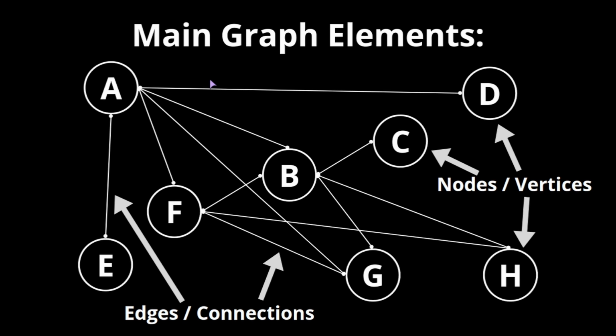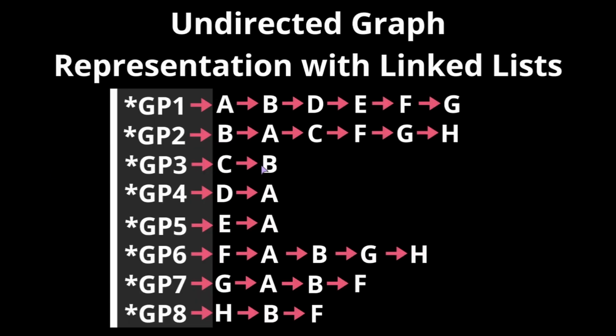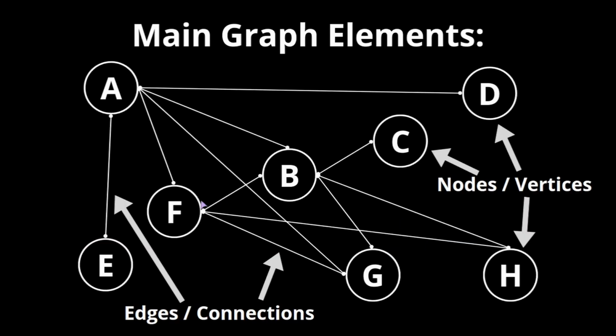So both D and E are only connected to A. I guess this is cleaner to see than this, but anyway, it's the same thing. And F is connected to A, B, G, H.